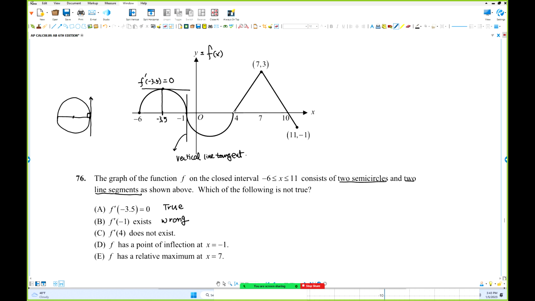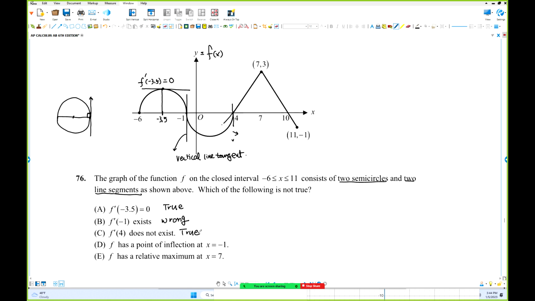At this corner, from here, the tangent line slope is negative. The other side is about this line. We have two different slopes, so the derivative does not exist, okay? There are two different tangent lines over here. One is vertical, the other one is the same as this line. So that does not exist. That is true.